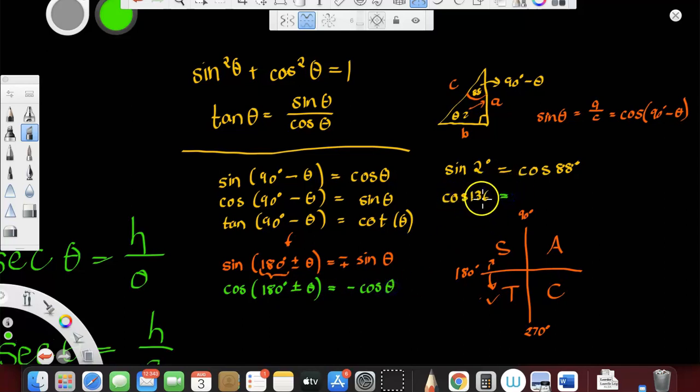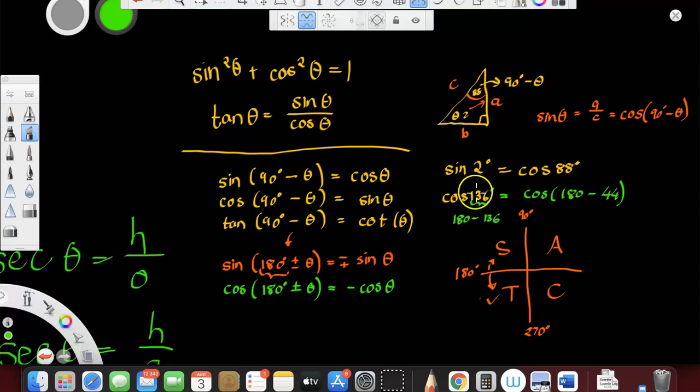Cos of 136 degrees is the same as cos of 180 degrees minus 44. What a lot of students do is they say this is cos of 180 degrees minus 136. That's not what you're doing. You're not subtracting 180 from there, or subtracting that from 180. You are rewriting this in a new way.